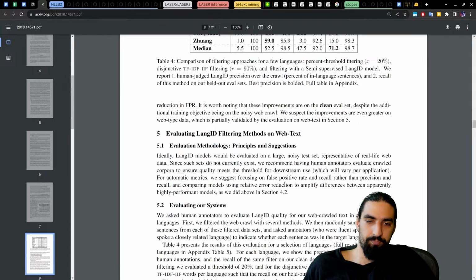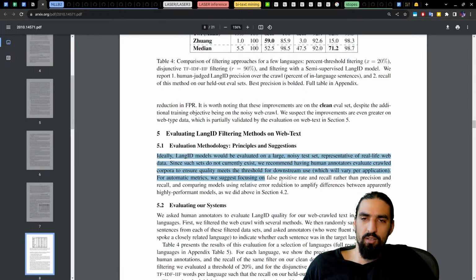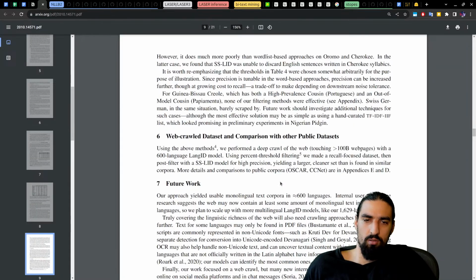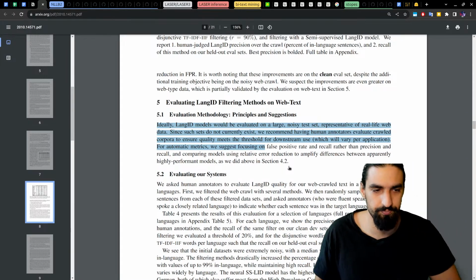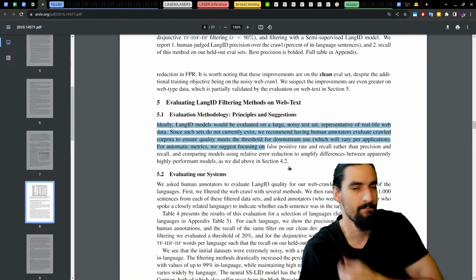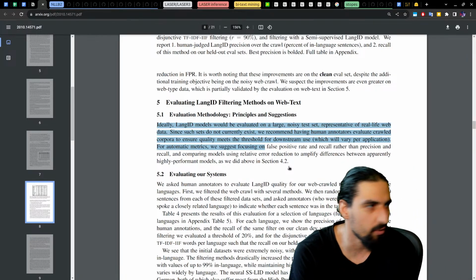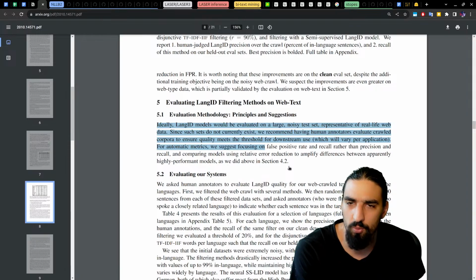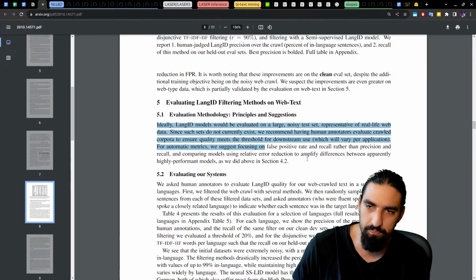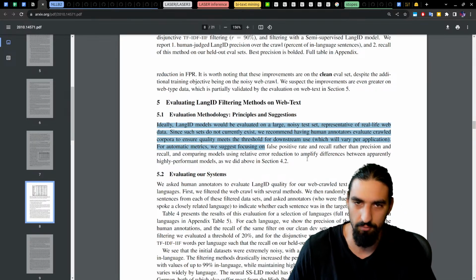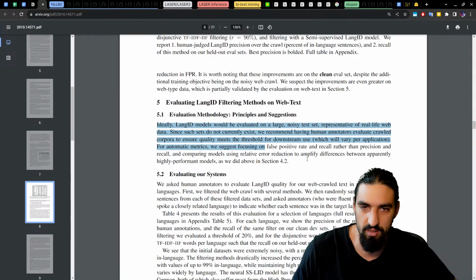Evaluating LangID filtering methods on web text. Okay, we're almost done here. Ideally, LangID models would be evaluated on a large noisy test set representative of real-life web data. Since such sets do not currently exist, we recommend having human annotators evaluate crawled corpora to ensure quality meets the threshold for downstream use, which will vary per application.